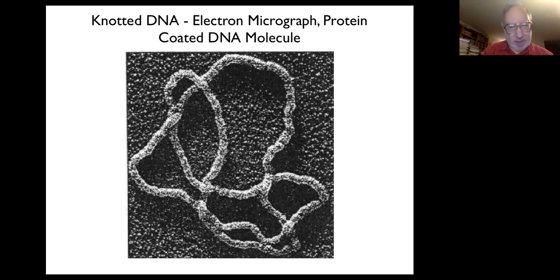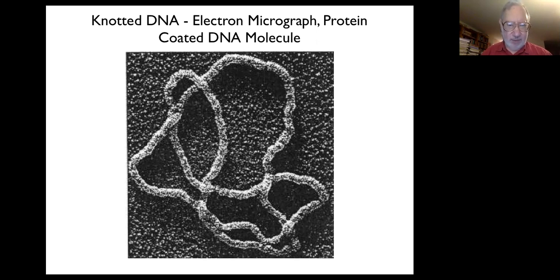So you can see that you have a knot diagram. If you get a good micrograph, it turns into a knot diagram for your eyes, and you can see that this is woven. And so we have a knotted DNA molecule. And this, back in the 80s, was the first proof that DNA could actually be knotted.